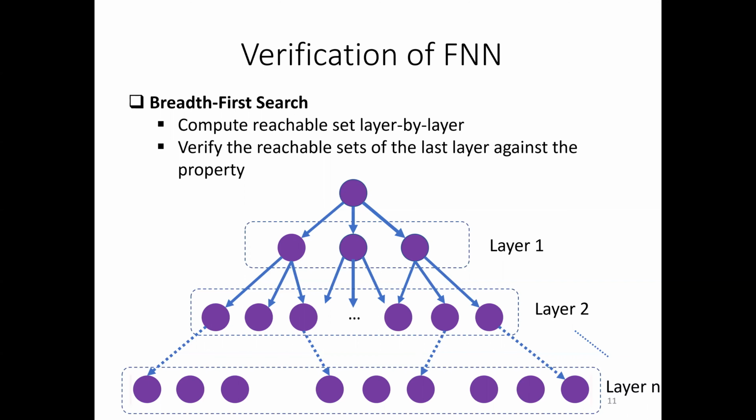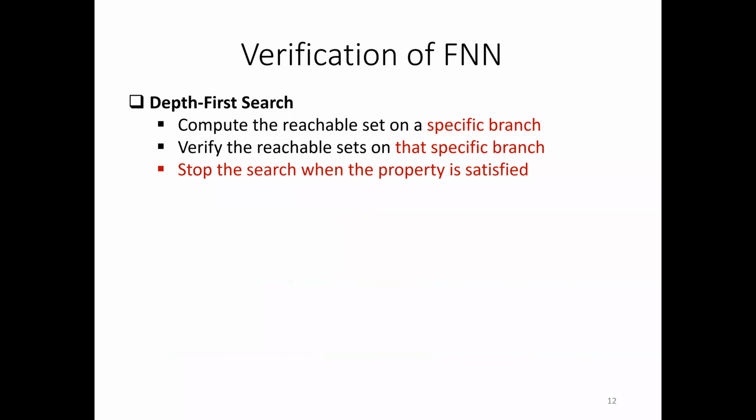And now we come up with the depth-first search algorithm. It's a little bit different from the breadth-first search. It computes the reachable set on a specific branch, and it verifies the reachable sets on that specific branch only. And it's going to stop searching when the property is satisfied. So basically, you don't need to compute all the reachable sets of all layers.